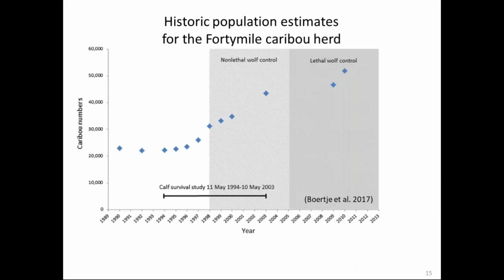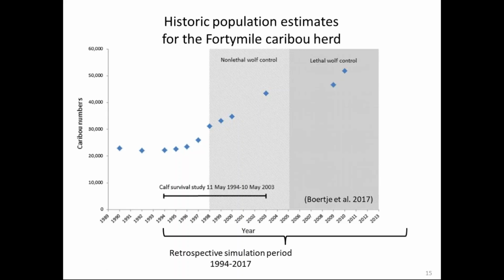And speaking of historic changes in the population, again from that same paper, we have estimates, and I believe these are mostly minimum count estimates, from the late 80s to the present, showing a steady increase in the size of the population. Also of note, there's a time period between 1994 and 2003 when there's quite a lot of detailed data on calf survival, which was made available to us, and so it was very helpful for us to estimate those demographic parameters.